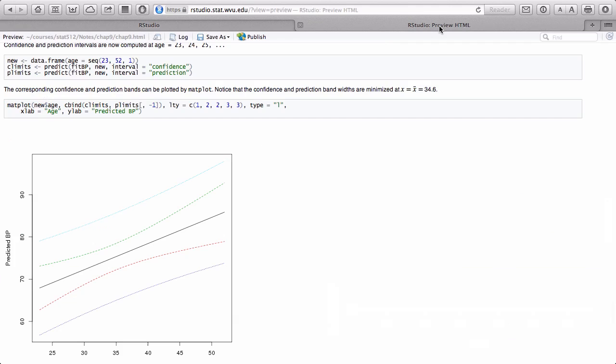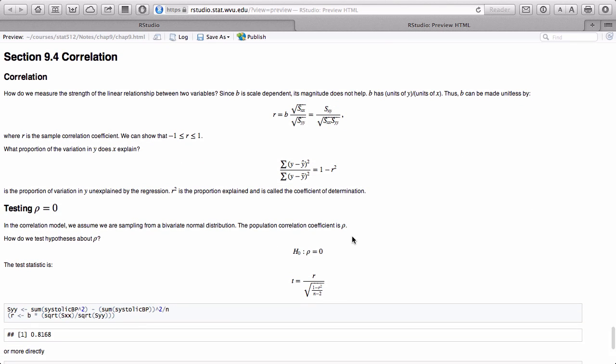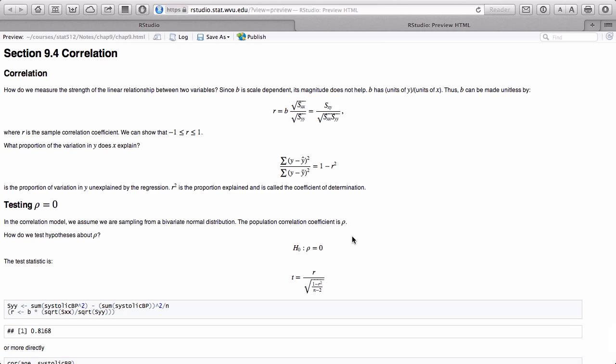Okay, let's go back and look at the final topic in this chapter, and that's correlation. This is called the Pearson correlation. The correlation is a measure of how strongly, in this case, age and systolic blood pressure are related. We know that there's a very significant regression. That is, we can predict systolic blood pressure with age with some level of confidence.